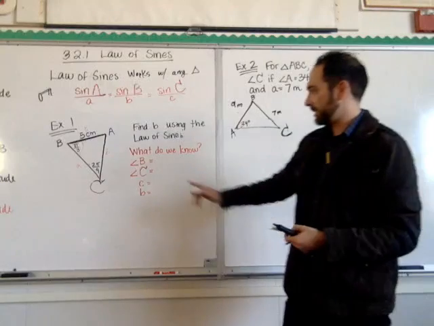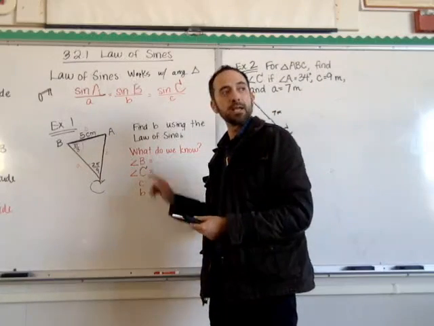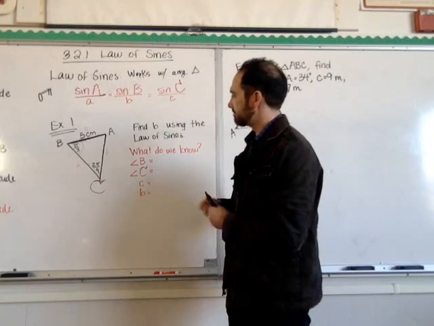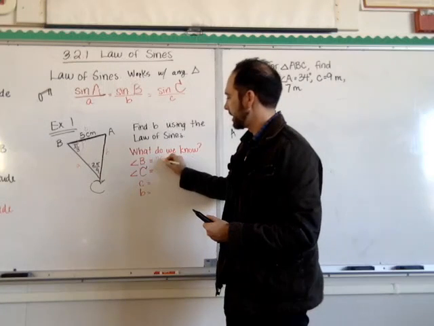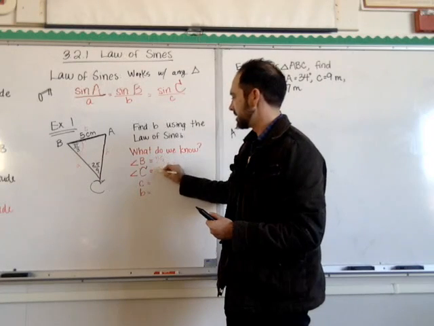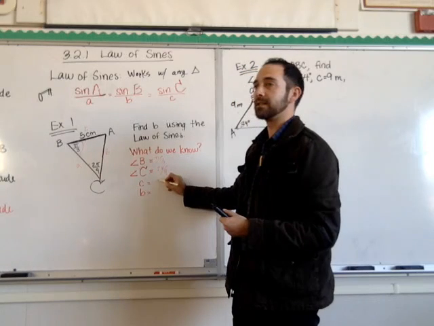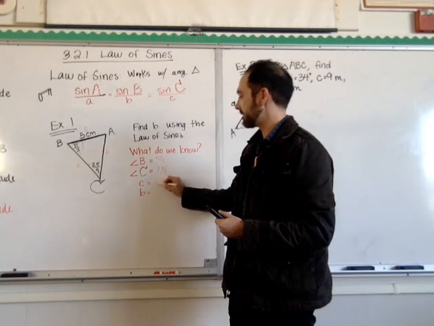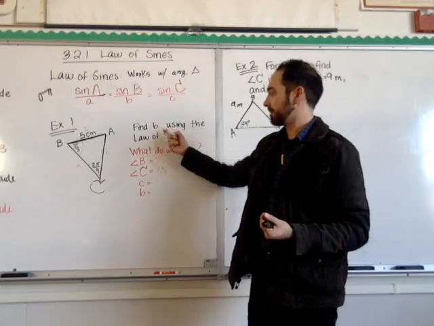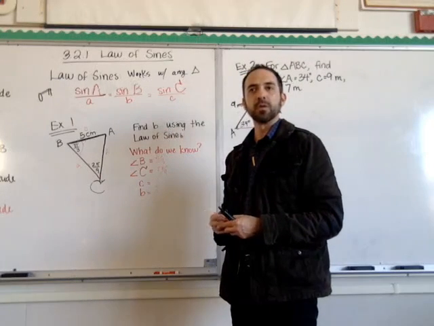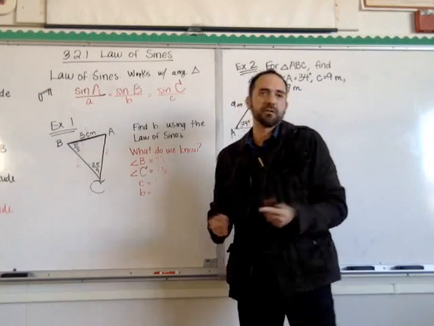All right, here's the deal. What is the angle B? Pi over 3, right? What is angle C? Pi over 9, close. What is side C? 5. What's left and what are we looking for? B. This is what we're looking for. That's the unknown. So which two components are we going to use for this one, obviously?